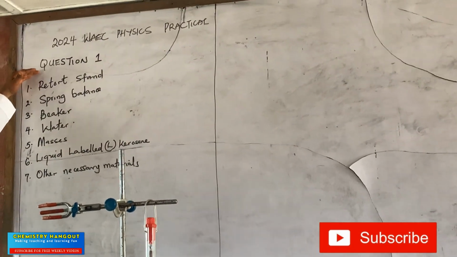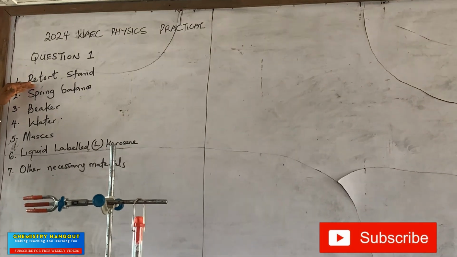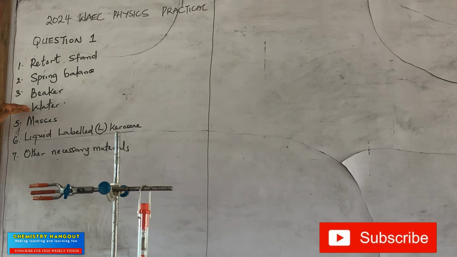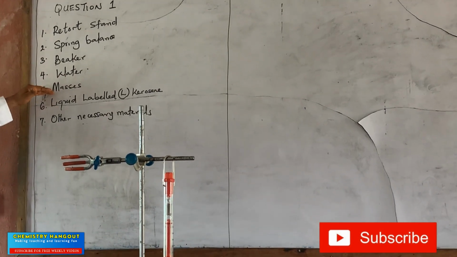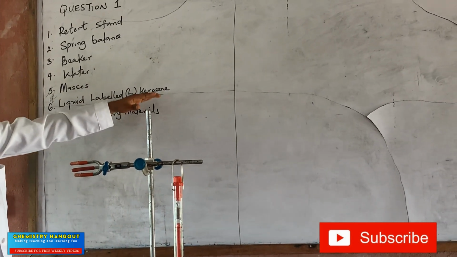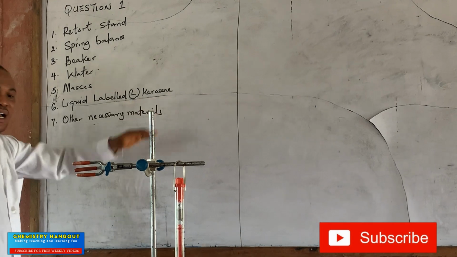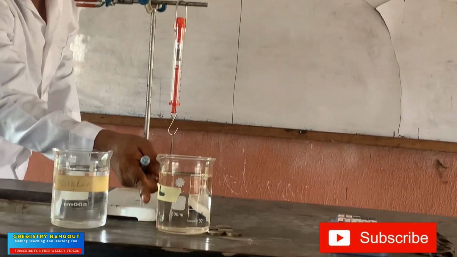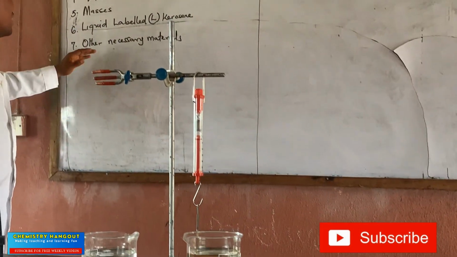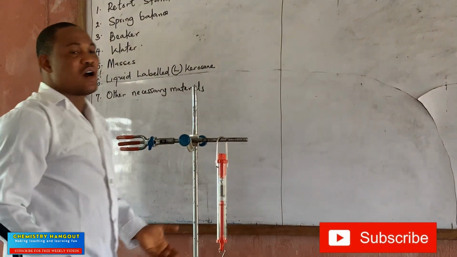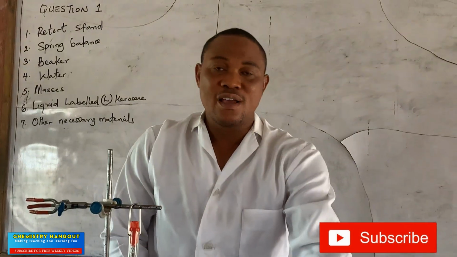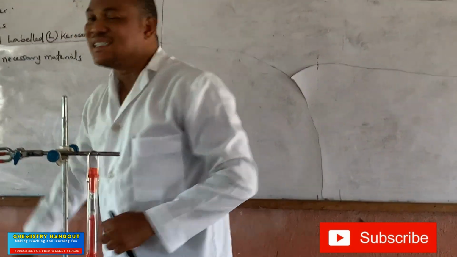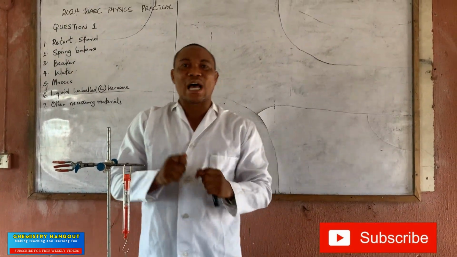For question 1, we have the retort stand, the spring balance, the beaker, the water, masses, and a liquid labeled L, but it says kerosene. You just label something like this in your exam. Then other necessary materials might be your ruler, your calculator, and the rest. But now, with what they have given us, what are we expecting?